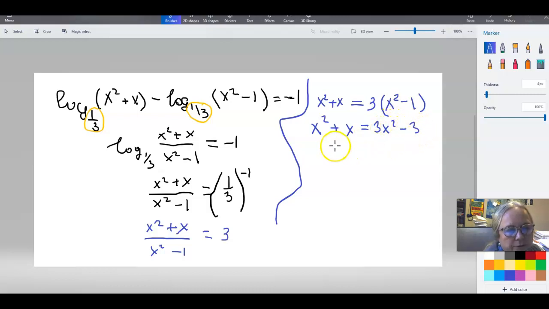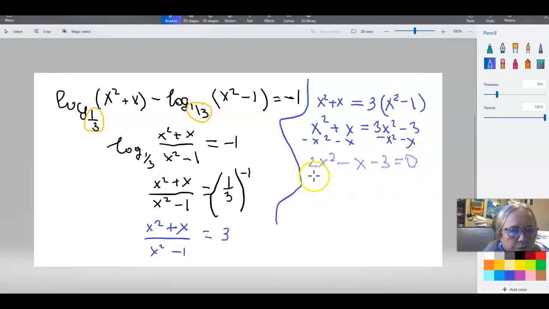What next? Next we have a quadratic equation. We need to get 0. So I'm going to subtract x squared, and I'm going to subtract x from both sides. So 3x squared minus x squared gives me 2x squared, right? So I'm going to put 2x squared. Then I have minus x minus 3 equals 0.